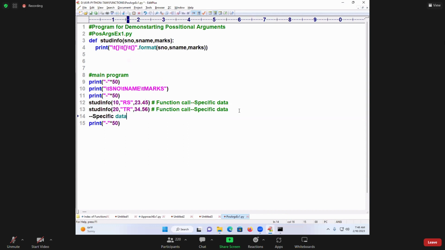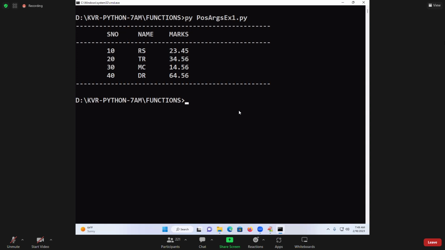Well, let us go to one more thing. I will take one more. 30, something like MC, some person name I am taking, some 14. Some more person data you are writing. 40, and you are entering something like DR, and something like 64.56. You try to run it. It is going to be like this.